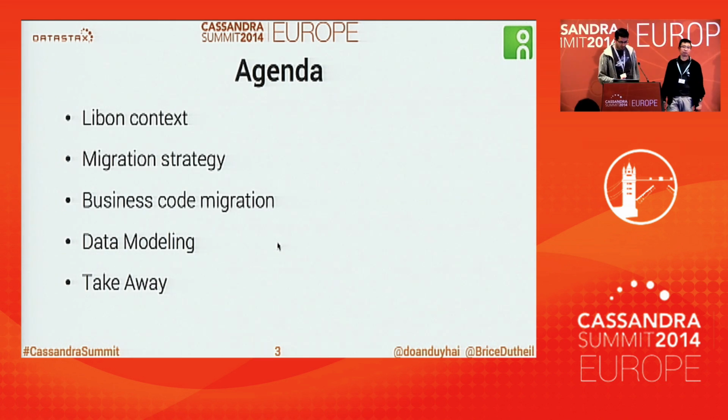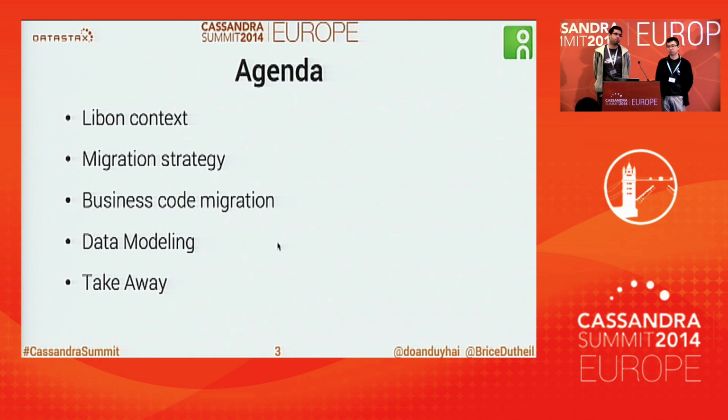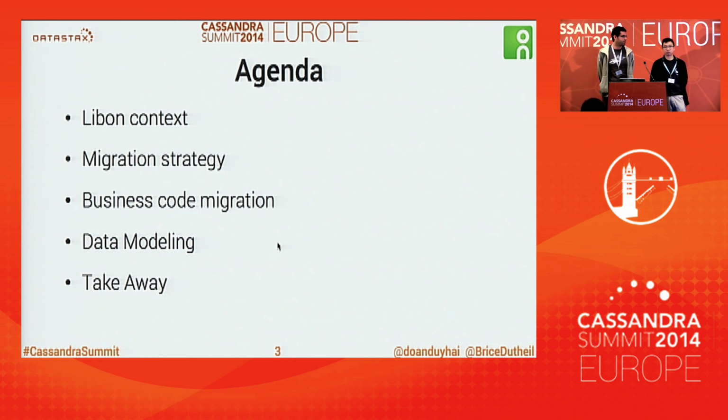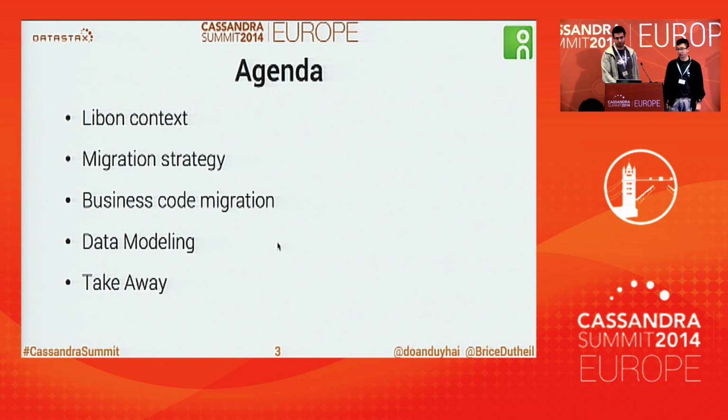What we are going to discuss today is about Libon first, because this is the product, and what brought us to migrate from a SQL database to Cassandra. We'll discuss what we thought was good to migrate things. We'll have a look at the code, and especially at the data model. And I hope you can take away a few interesting things from what we have learned.